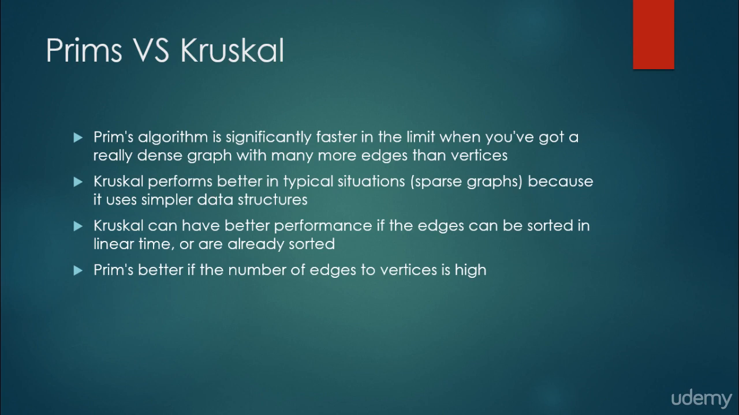It's very important to know what to use, Prim's versus Kruskal. Prim's algorithm is significantly faster in the limit when you've got a really dense graph with many more edges than vertices. Kruskal performs better in typical situations, for example sparse graphs, because it uses simple data structures. Kruskal can have better performance if the edges can be sorted in linear time or are already sorted. And Prim's is better if the number of edges relative to the vertices is very, very high.